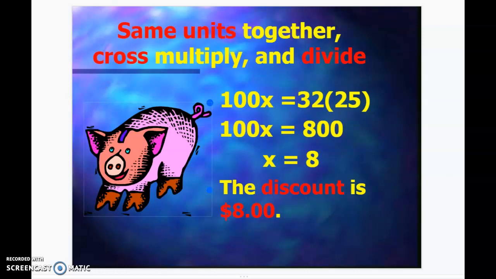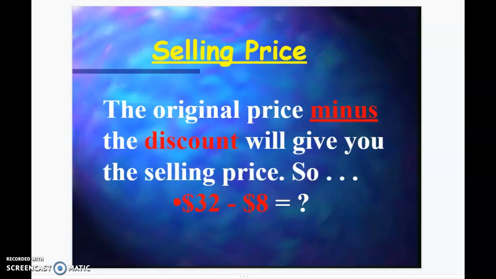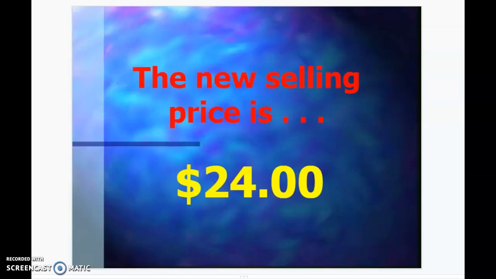Now, in the last example, we added for the markup. Now, what are we going to do for the discount? You're absolutely correct. We're going to now take the original price minus the discount, and that will give us our new selling price. Now, the new selling price, when I take that discount, is going to be $24.